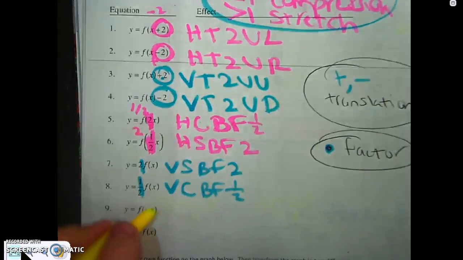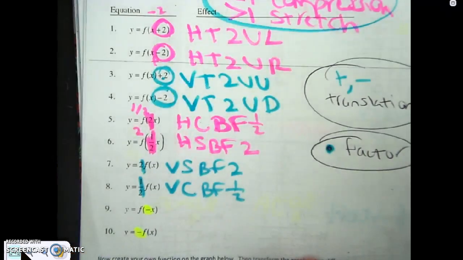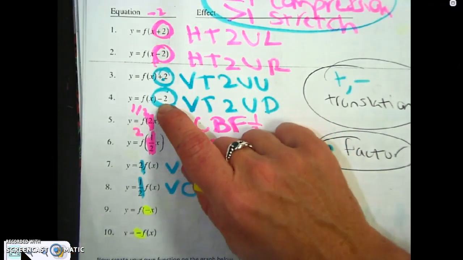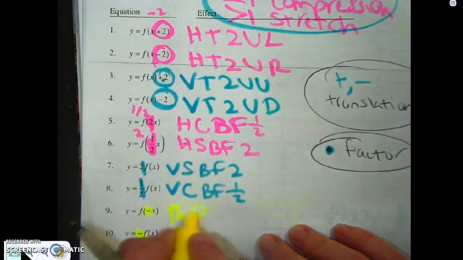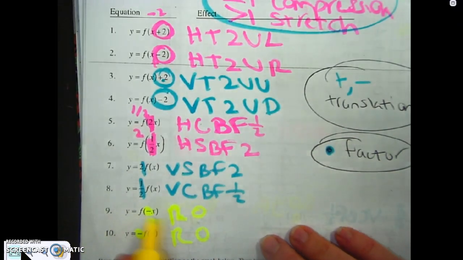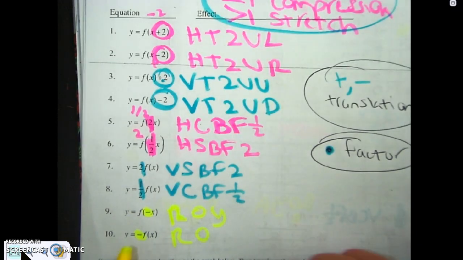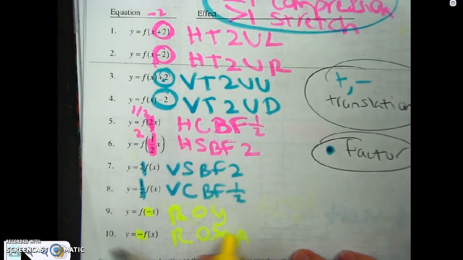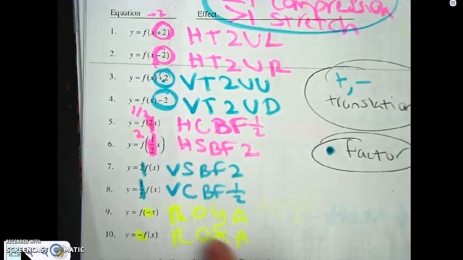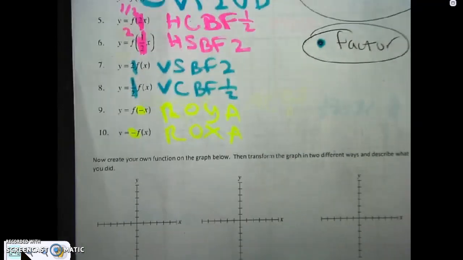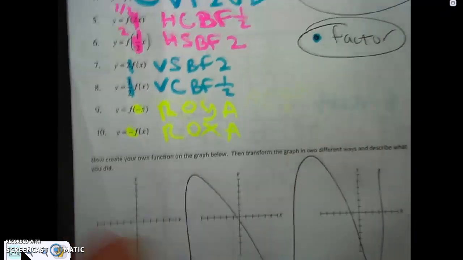Whenever we have the negative that's being multiplied, this is being subtracted. That means translation, reflection, over. If it's with the x, it really means it's with the y. If it's with the y, it really means it's with the x. Reflection over the y-axis, reflection over the x-axis. Okay?